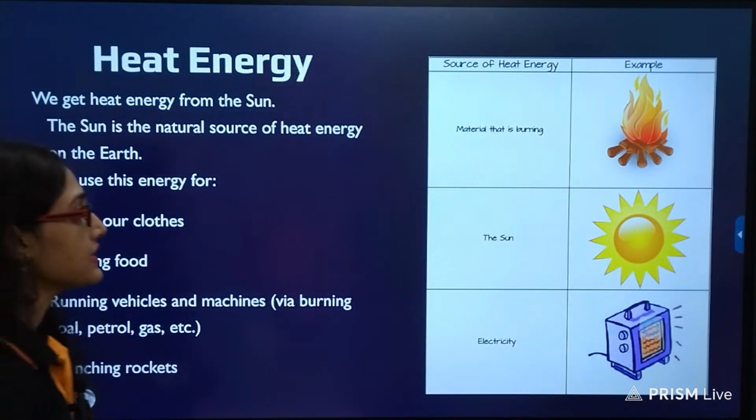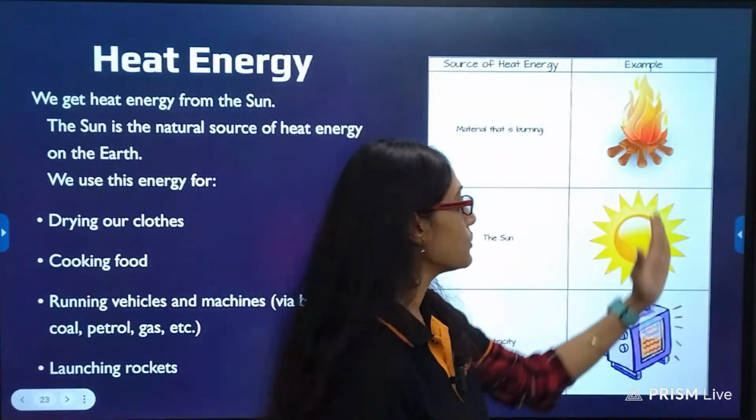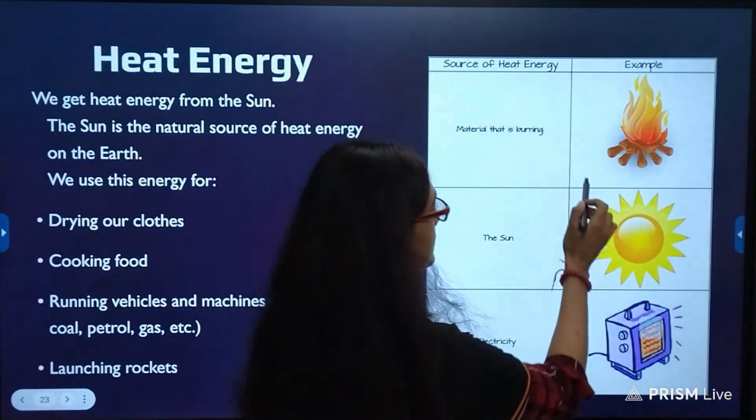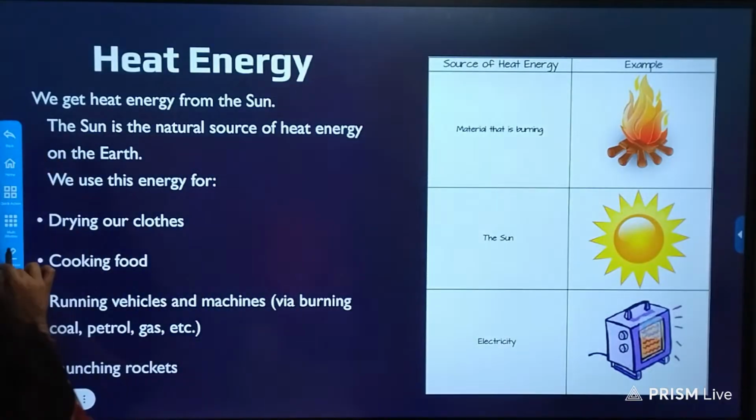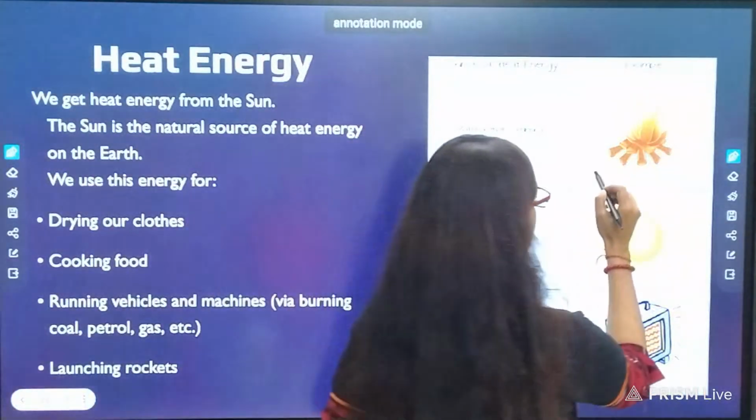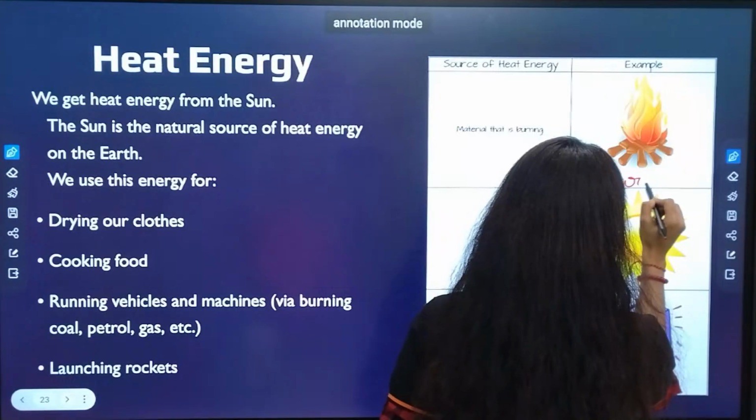First is heat energy. Just look at the picture first. What is happening over here? It is burning, right? Wood is being burned.